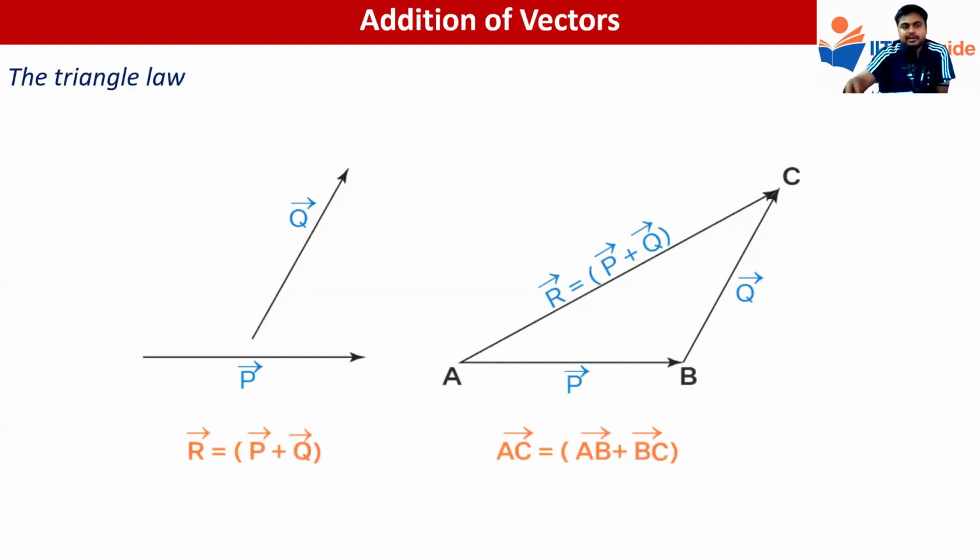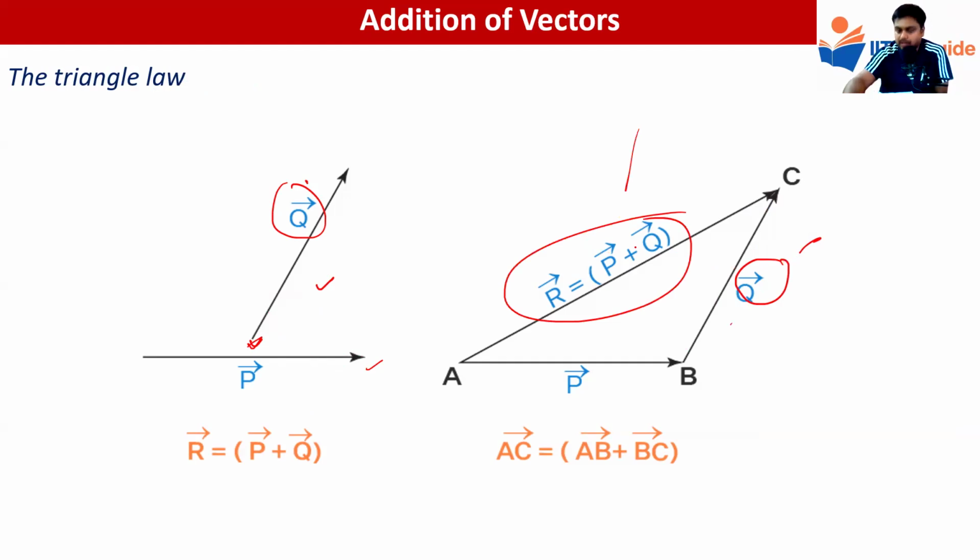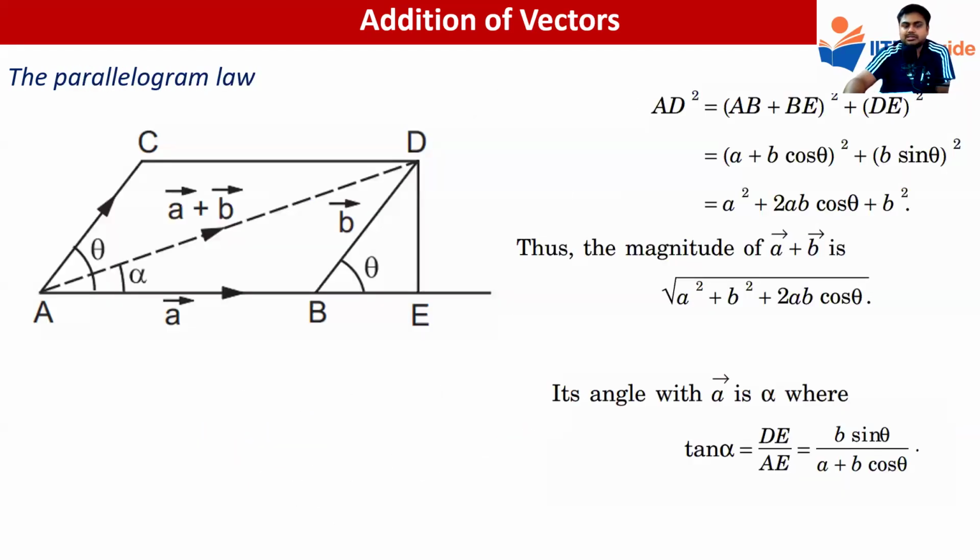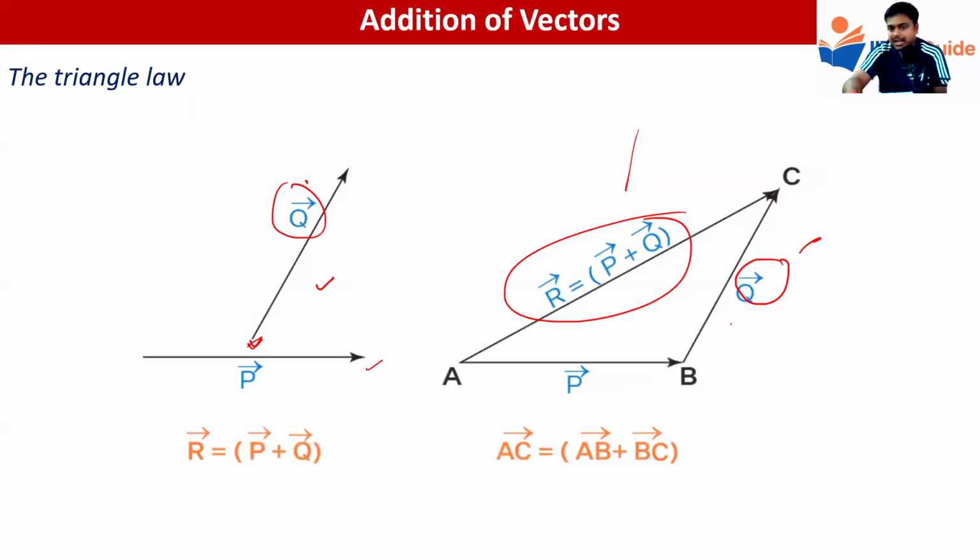Okay, so now here if you see, P and Q are given, we have to find the R vector. So this Q vector, we take the tail of it and place it on the head of P. That's what we have done. And then we have found the R vector, which is P plus Q. So actually, the principle-wise, it's the same, only parallelogram law or the triangle.